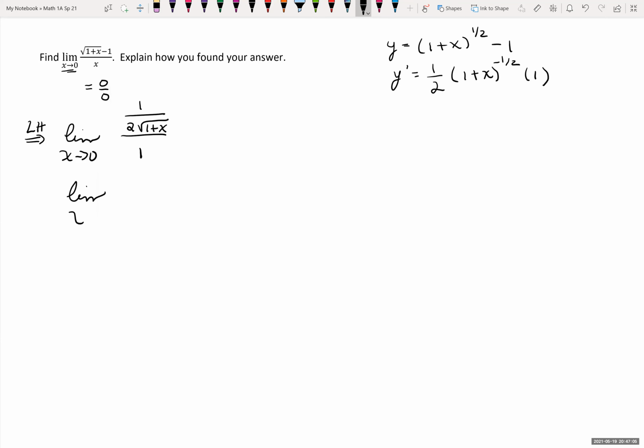So when we take that limit, we're just going to do direct substitution. We don't really need that 1 in the denominator. And so plugging in 0 here, we get 2 times the square root of 1. So this is just equal to 1/2.